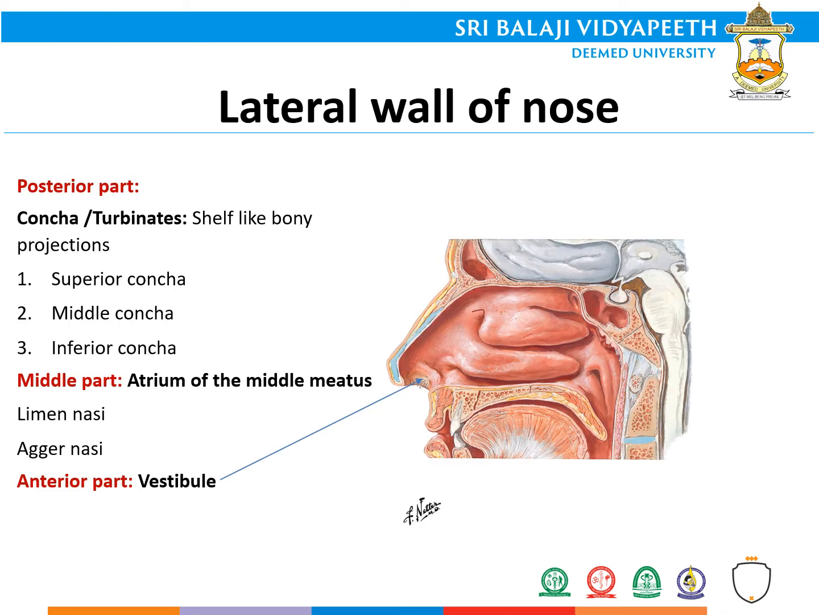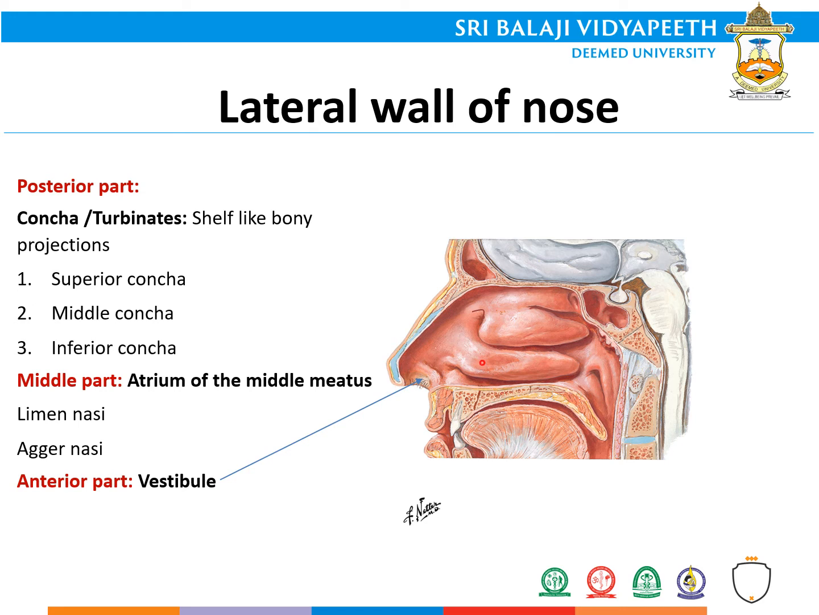Next, coming to the lateral wall of the nose. Now this lateral wall of the nose, you can describe it as having a posterior part, a middle part, and the anterior part. So this part here is the posterior part, and then you have the middle part, and then you have the anterior part.